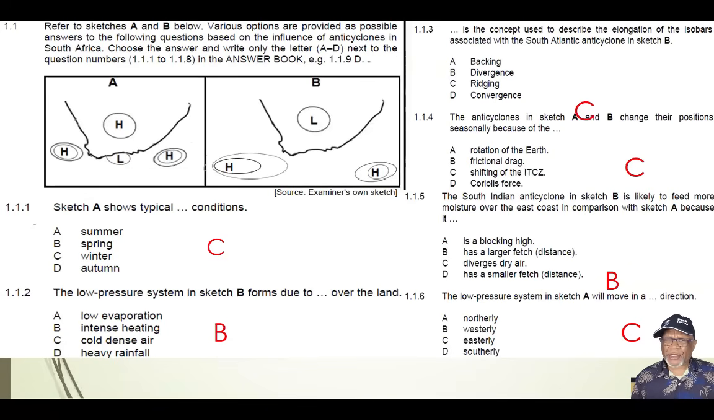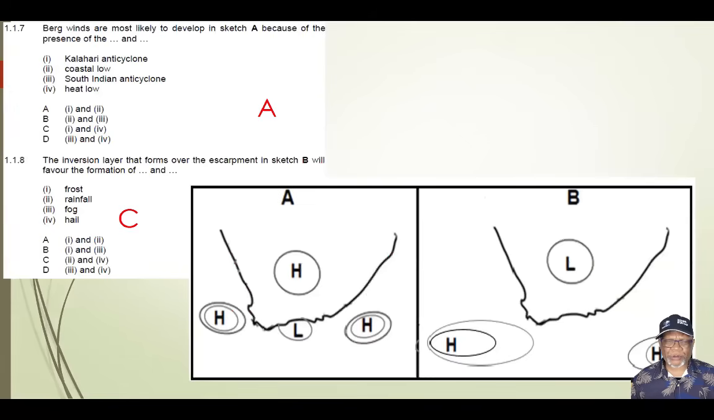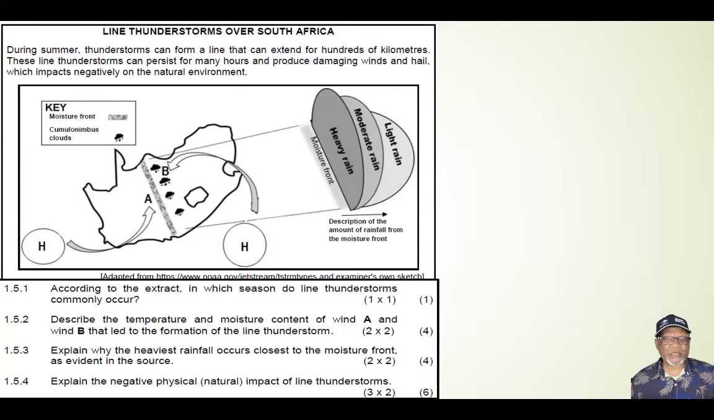Now, here are short activity questions which you must master. Now, let's look at this line thunderstorm here. According to the extract, in which season do line thunderstorms occur? Even if the extract is not there, you must know line thunderstorms occur during summer, because the warm moist air is able to reach the interior and the cold dry air from the west is going to undercut the warm moist air, forcing it to rise.